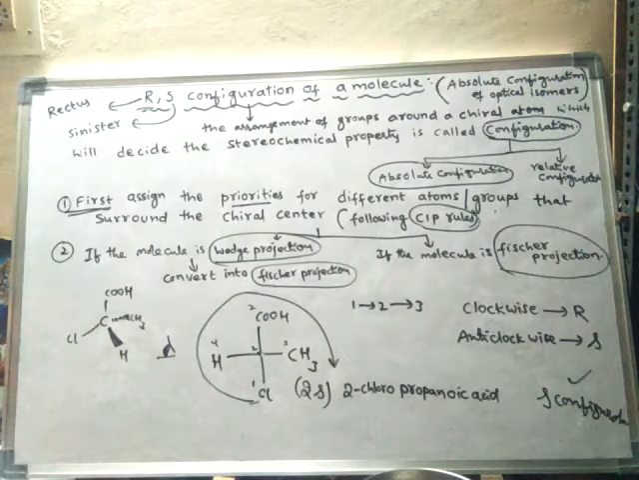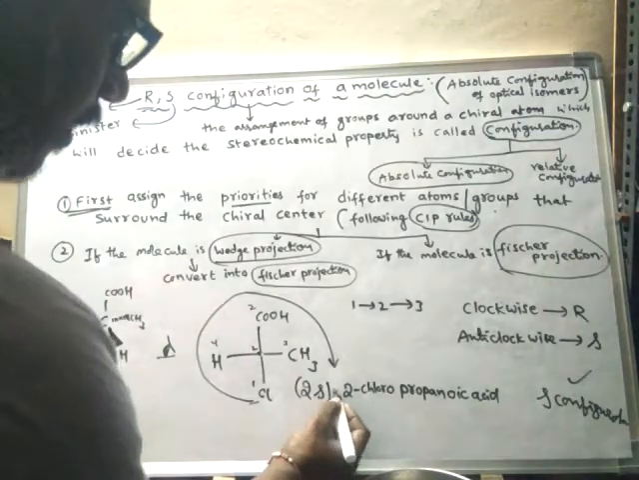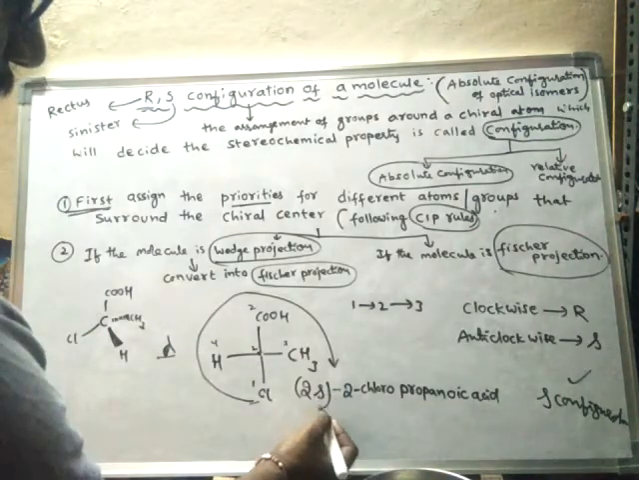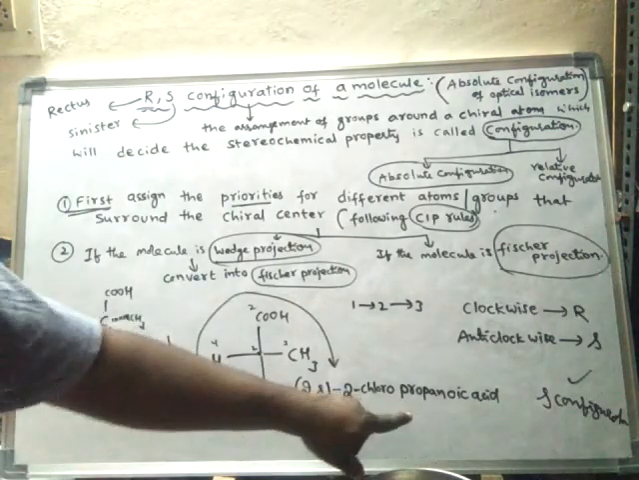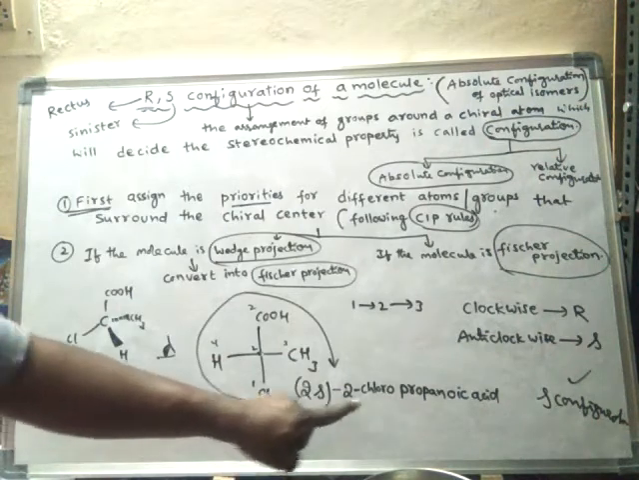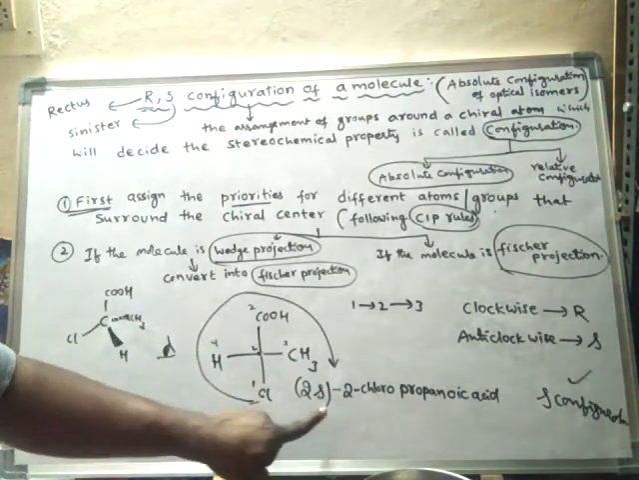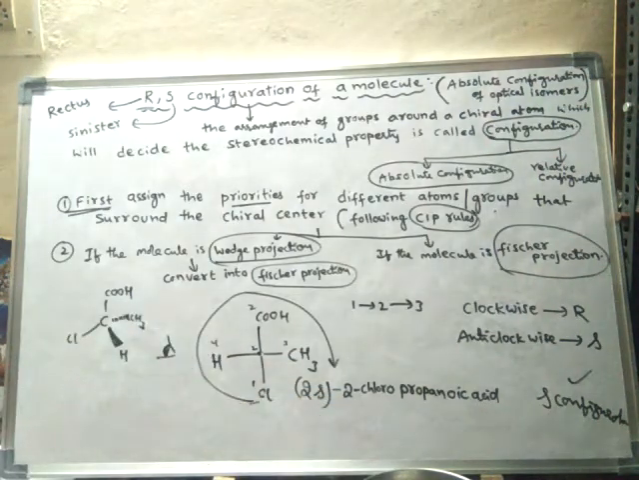So we have to write the name of the compound. Here a hyphen should be kept because of the number and bracket. So we have to put a hyphen. So this is the correct name of the compound. We have to write the name of the compound along with the configuration. Then only it will give the exact stereo configuration of the molecule.